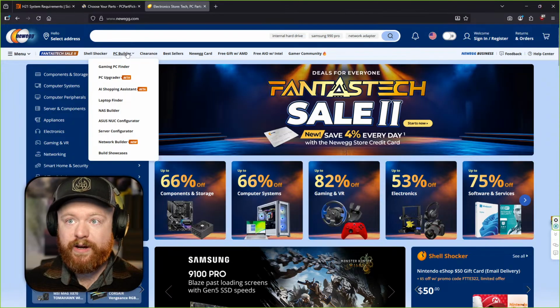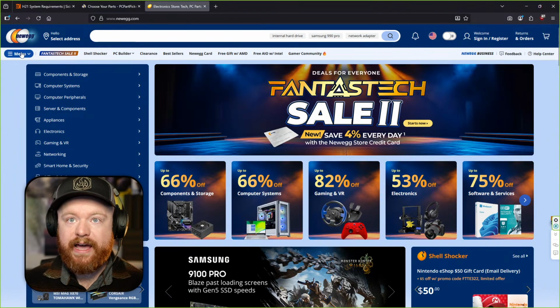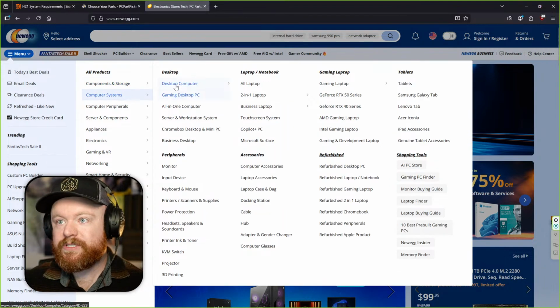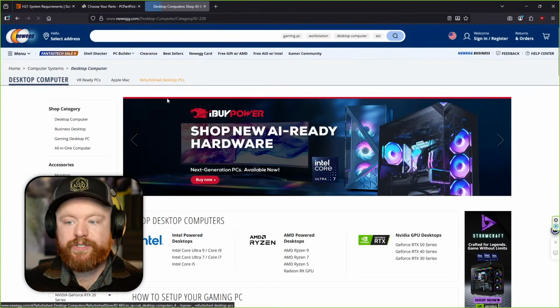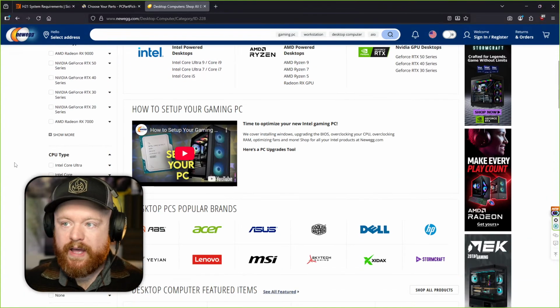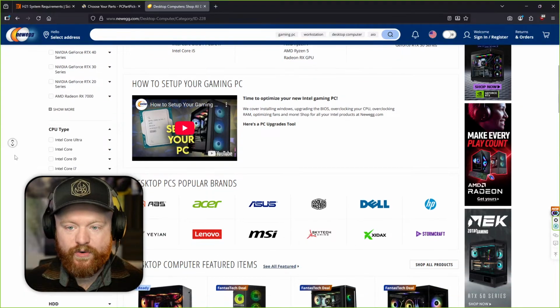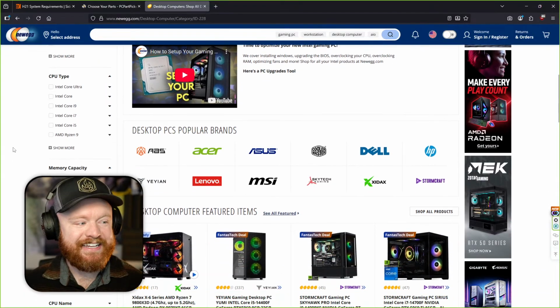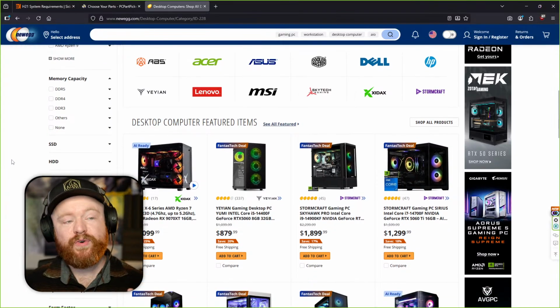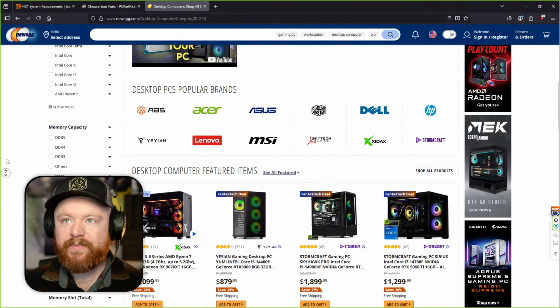But assuming that we're here in the States, let's take a look at some pre-built things that they have. So we'll just go to Computer Systems, Desktop Computer, and we'll just start right there. So right away, this whole thing becomes pretty overwhelming. It's not surprising that people have no idea what to do when they first encounter this sort of thing.